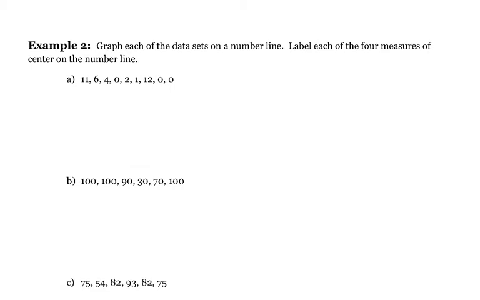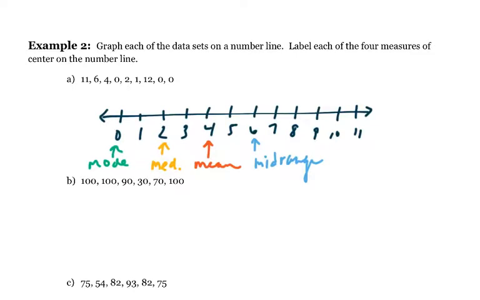Example 2, this is just graphing the data sets on the number line in order, and then you label each of the four measures of center on the number line so you can see what happens when you do that. I just filled this out for the first one so you can try on your own, but you can see with the mode being 0, when you count 0 three times and average it in, it definitely brings down the average or the mean.